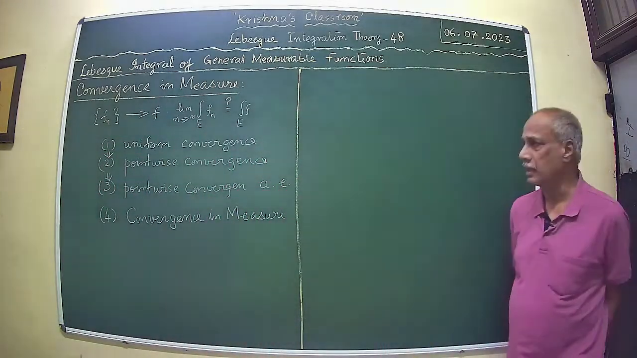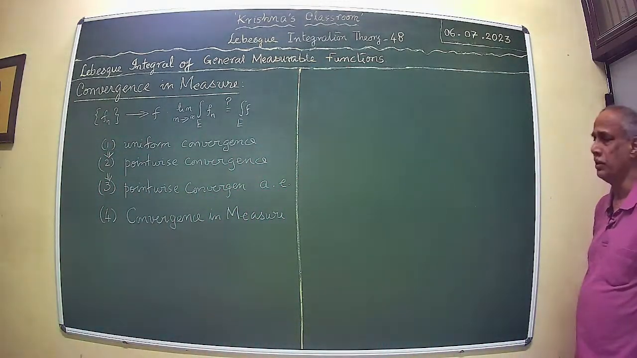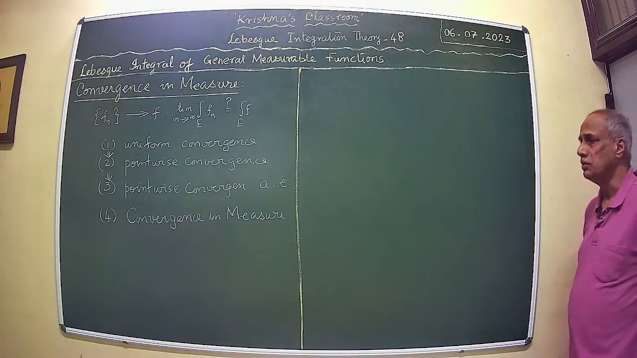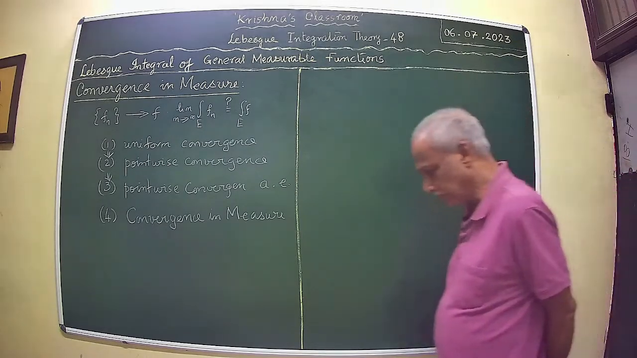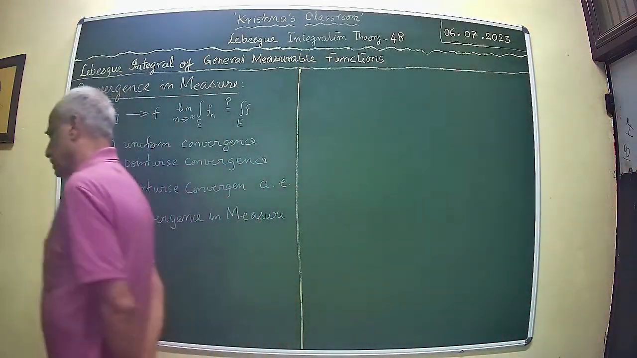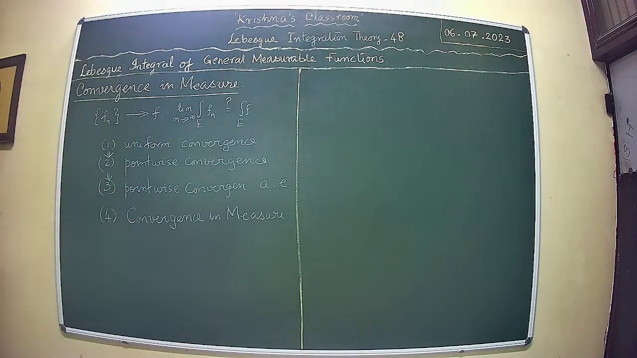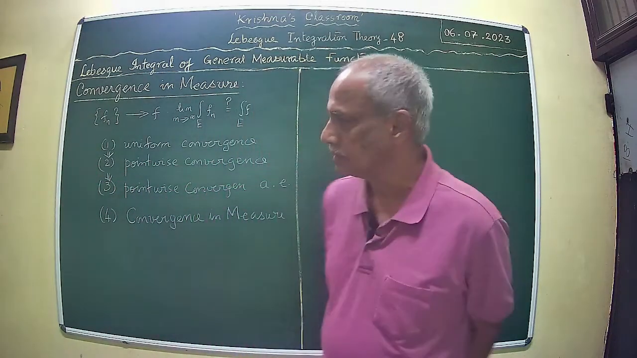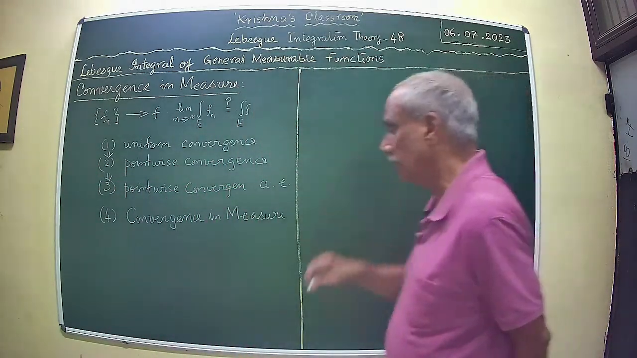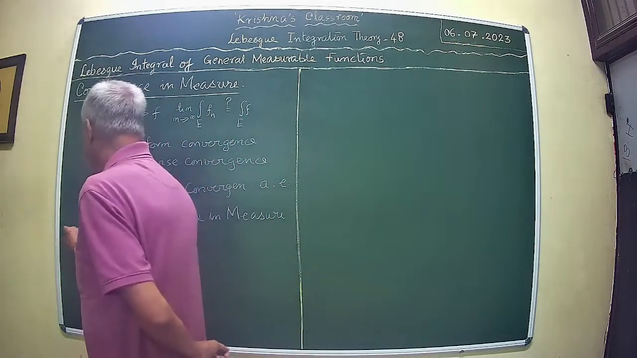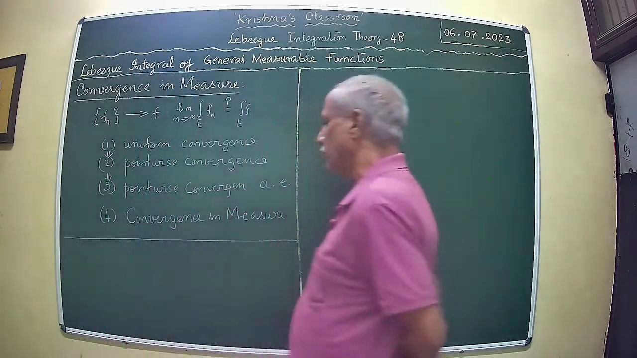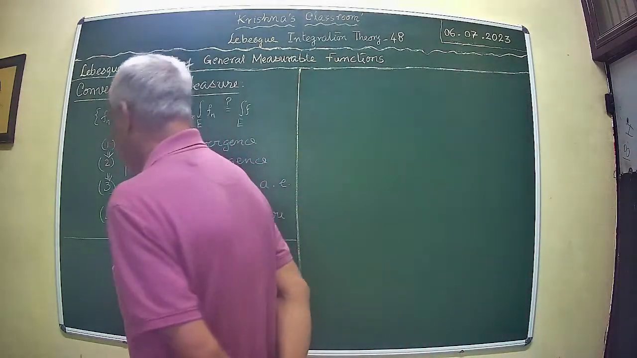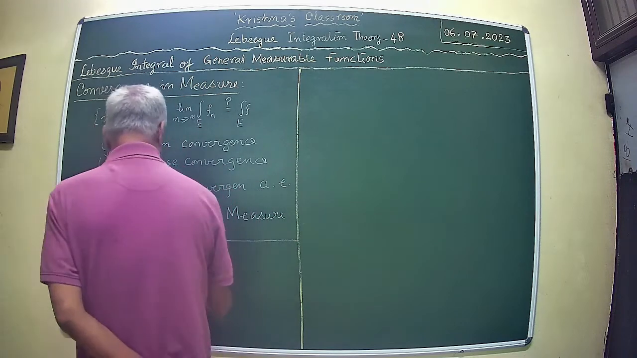Now, what we are going to do is look at the new concept of convergence, which involves measure in a big way, and then relate it to the other types of convergence and explore this. So let us first look at what it is all about. Let me draw a diagram.